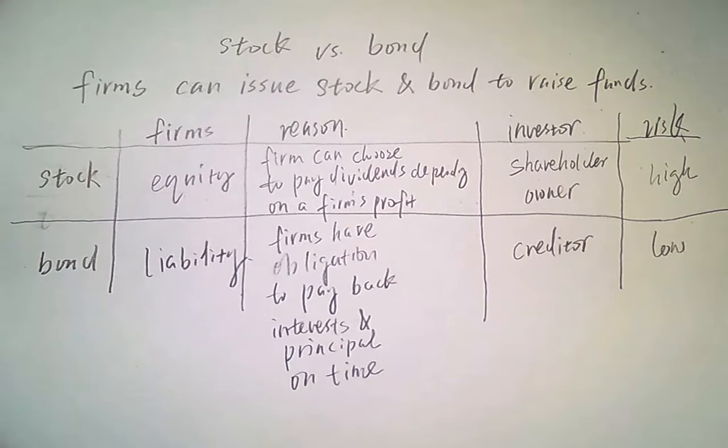Bond is a liability. So the company issues a bond, promising to pay back money to you as a creditor. But stock is not a liability, it's equity. So they will pay you dividend depending on what? The company performance. So I hope this table helps you better understand the difference between the stock and the bond.